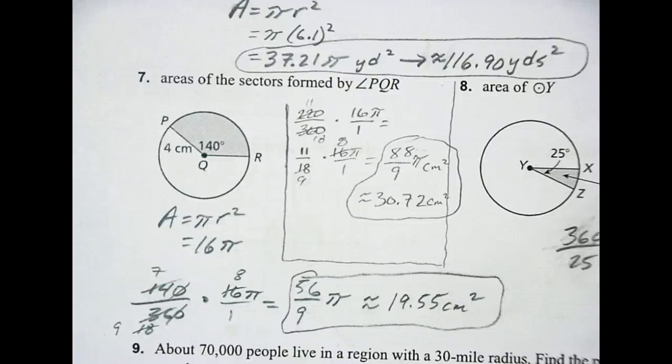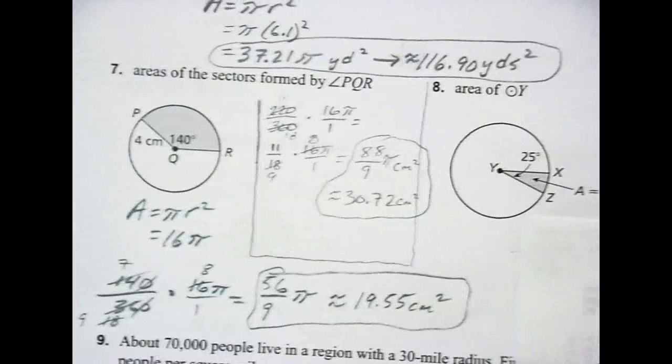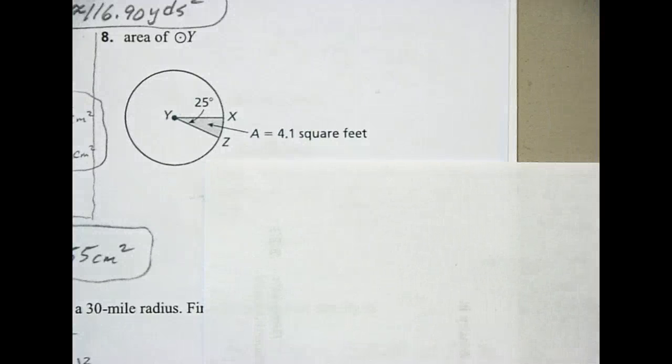Okay, go ahead and tell your neighbor what you got on number 8. Yeah, well, I just, instead of plugging it into a paper, all I did was figure out how big that is, what part of the circle that is, and then multiply it.